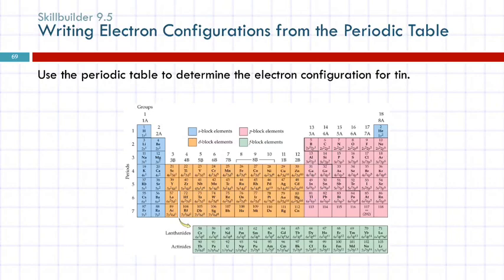Let's do tin. First of all, what's the element symbol for tin? Sn. So we got to find tin. There he is. Okay, there's tin. So it does not say regular or noble gas. So let's do the noble gas shorthand because it's easier. So what's the noble gas immediately before tin? Krypton. So it's going to be krypton.